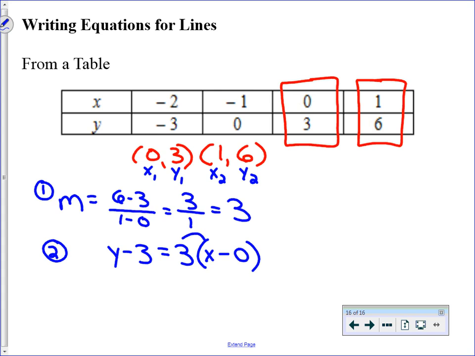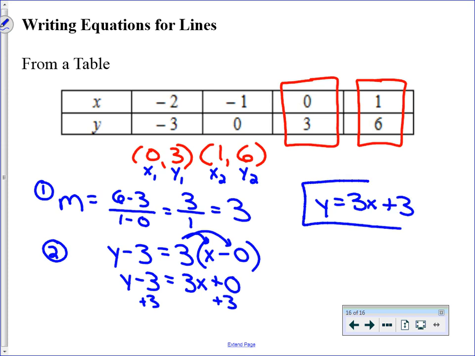So as we go through, we use the distributive property on the right-hand side, 3x, and then we have 3 times 0, which gives us nothing. And on the left-hand side, we still have that y minus 3. Our goal is to get that y all by itself. We add 3 to both sides, and we wind up with our final answer of y equals 3x plus 3. So now you have enough information to do all 3 days of the review, which you will be working on in class for the rest of this week in preparation for your test. Good luck.